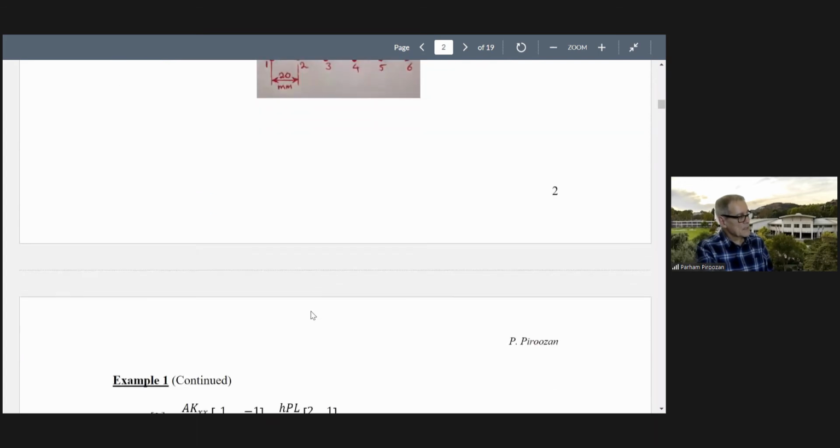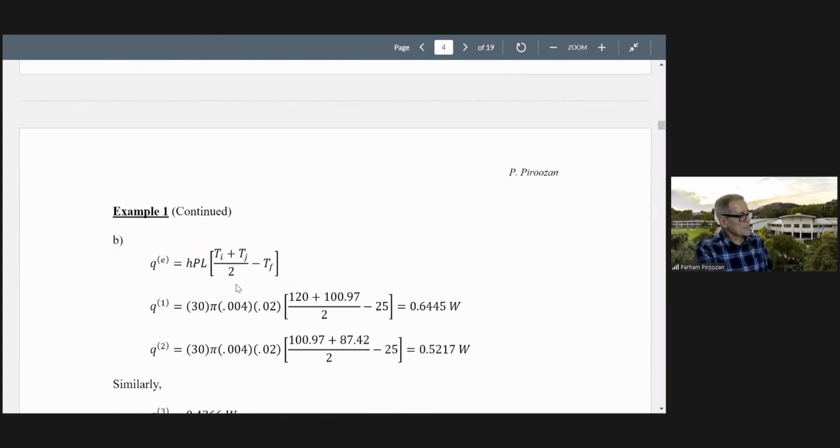So the heat that will be lost for each element is given by this. This is Q for each element. It is h P L times the average temperature minus the fluid temperature. Just apply it to each element. For example, for element 1, h is 30, perimeter is pi times diameter, length, Ti, Tj. Element 1 goes from node 1 to node 2, so this is node 1, node 2, and T fluid is this. So this is the heat loss for element 1.